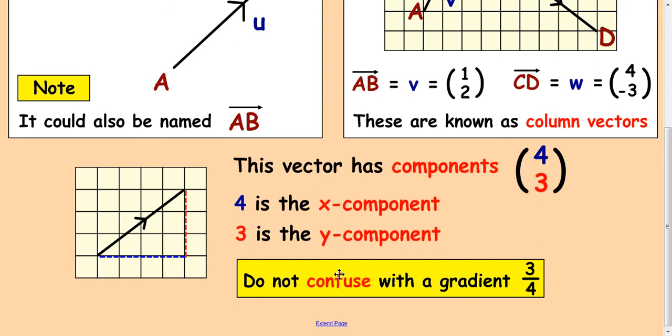Something that some people do confuse it with is gradient. We're not talking about the gradient of a line here. We're talking about a line which shows how big the vector is, which tells you the size of it. We'll come to that later. And also direction, what direction you're moving in. It's not gradient.